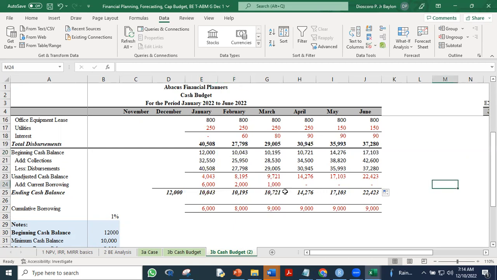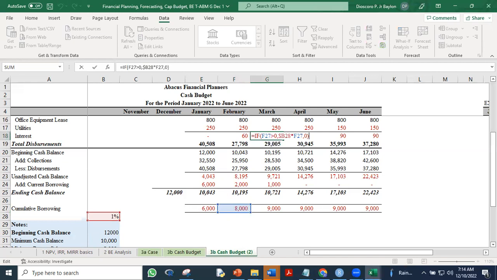All right. Then here we borrowed 2,000. Therefore, notice our cumulative borrowing will now be 6,000 plus the additional 2,000. So it now is 8,000. And take note also of the interest here. If the cumulative borrowing is positive, it means there's cumulative borrowing in the previous month. We're looking at March. In March, we take a look at the cumulative borrowing of the previous month. So we multiply this borrowing by 1%, right? So that takes care of the interest.